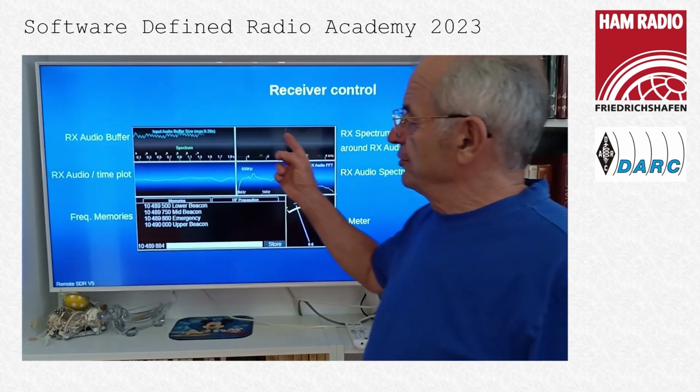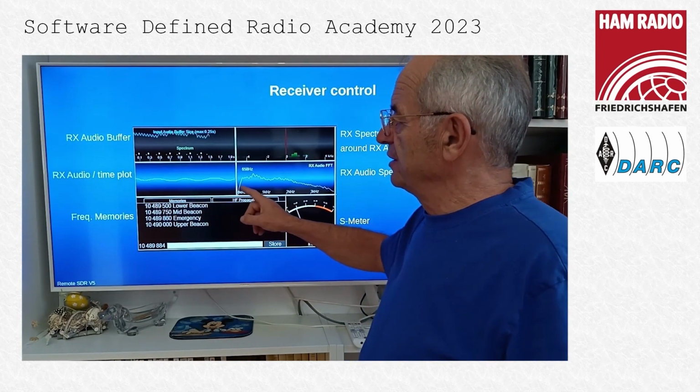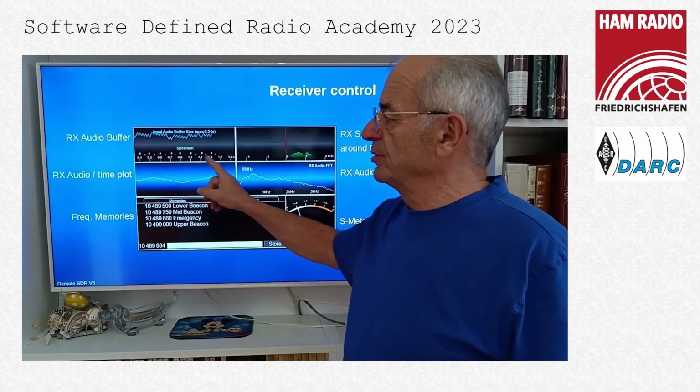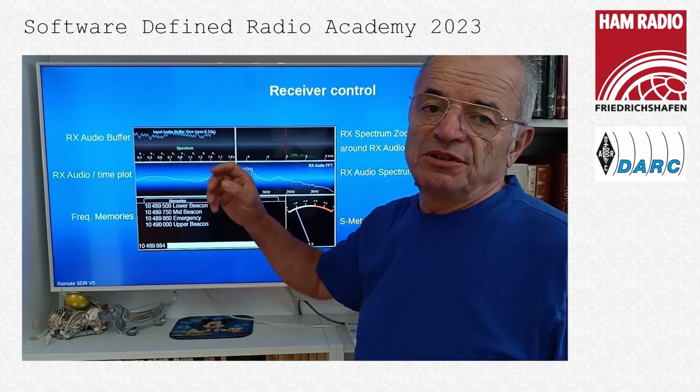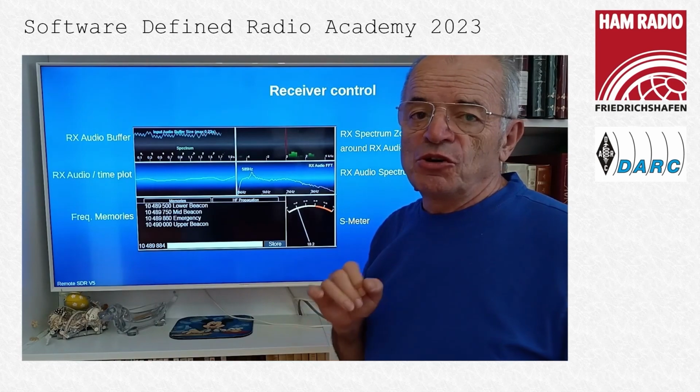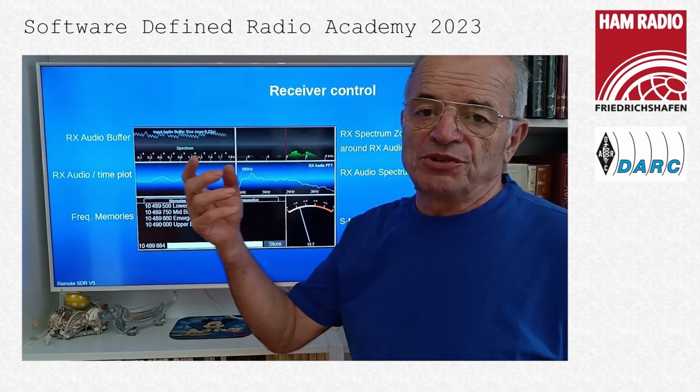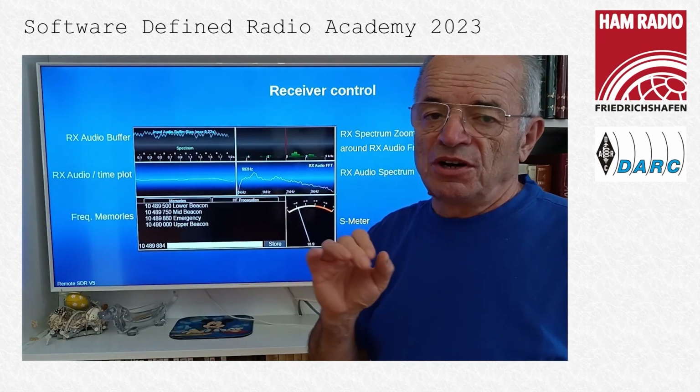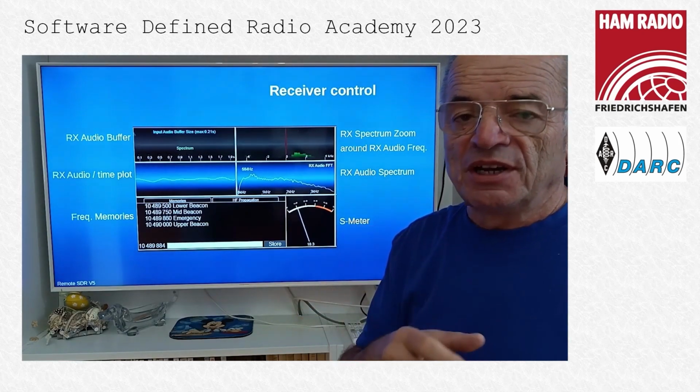The control of the receiver, more in detail. There is one point here which is important, which shows how the data are received: if the flow of data you receive from the Raspberry Pi is continuous, or if there is some interruption.